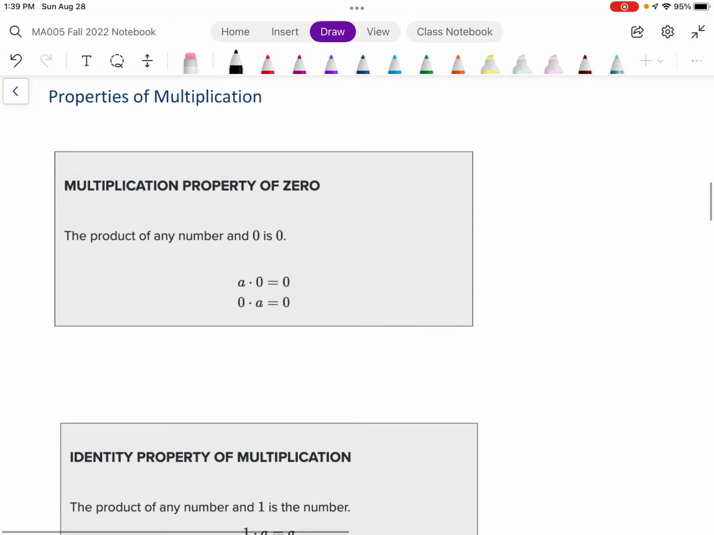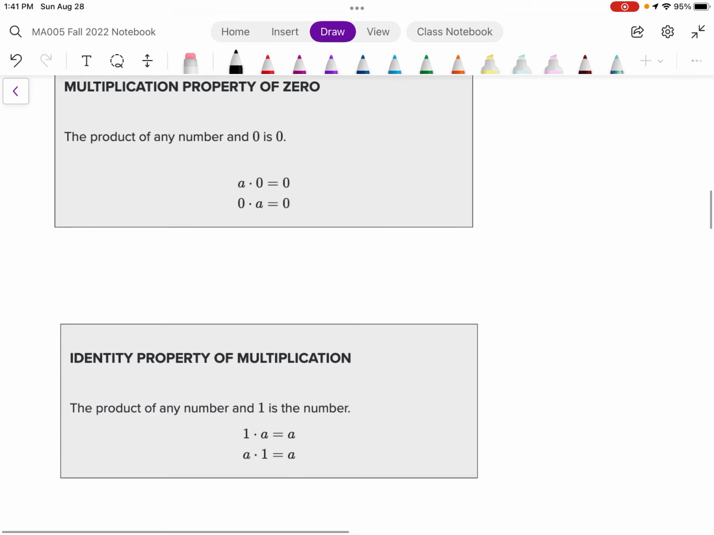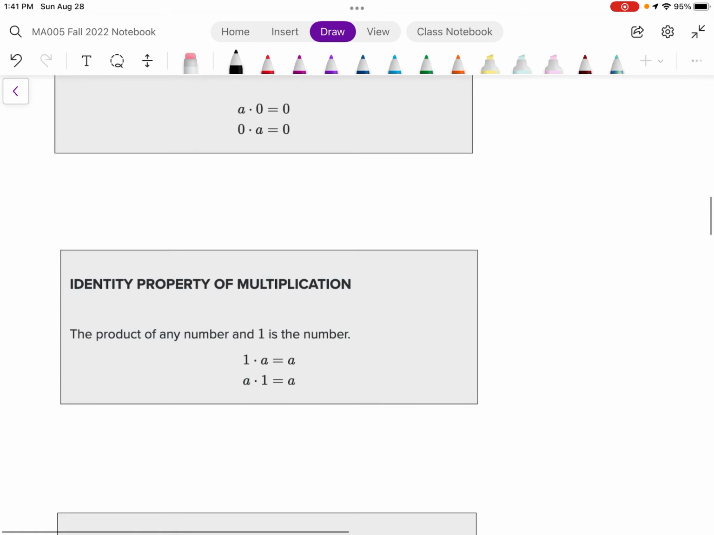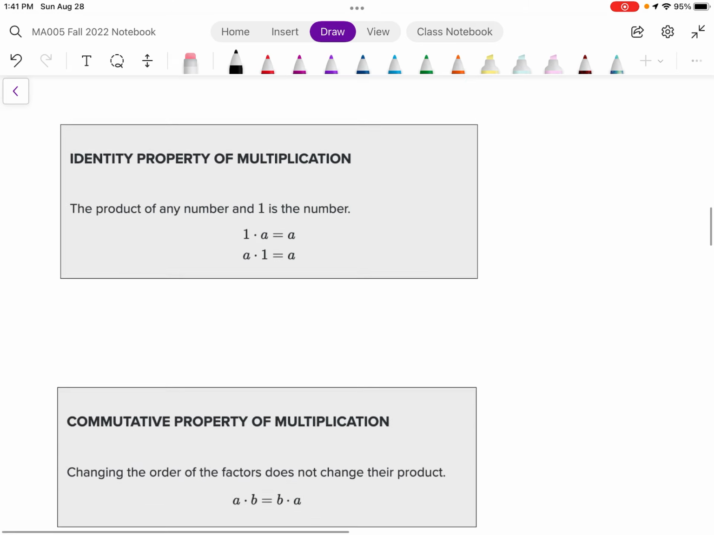All right, so properties of multiplication. These you need to know. The multiplication property of 0. Anything times 0 is 0. It doesn't matter what order you do it in. The identity property of multiplication is anything times 1 is itself. So 1 times A is A times 1 is A. It doesn't really matter what order you do it in.